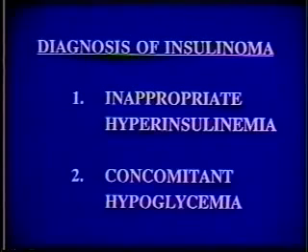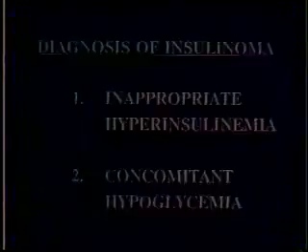The diagnosis of insulinoma is based on your clinical demonstration of the patient having an inappropriate hyperinsulinemia with coexistent hypoglycemia. Normally, you would expect a hypoglycemic animal to shut off its insulin secretory capability, so it would be highly inappropriate to have an increased level of insulin in the blood while the patient's blood glucose is low.